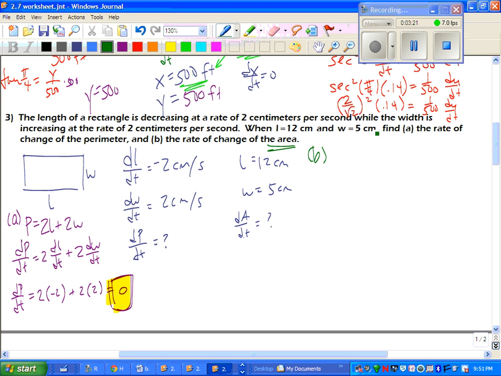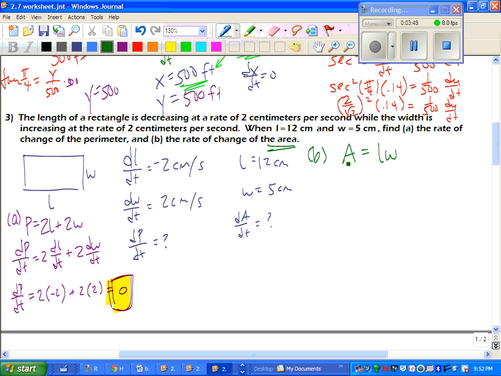For part B, area of a rectangle is just length times width. Now, we haven't had to deal with this in these types of problems yet. We've kind of avoided it up until now, but in this case, we're going to have to use product rule. We've got dL/dt, dW/dt, we got L and W. We have all the variables that we need. We don't have to substitute anything in like the volume of the cone problems.